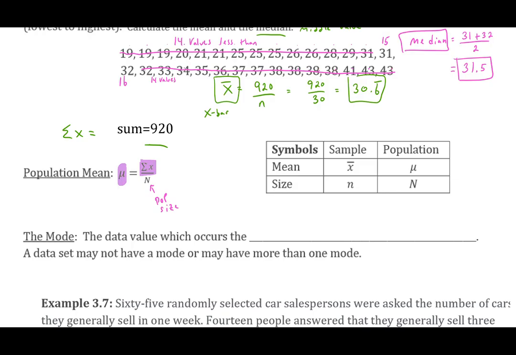The third measure of center, or the third measure of central tendency, is called the mode. The mode is the data value which occurs the most frequently, or the most often. A dataset may not have a mode or may have more than one mode.